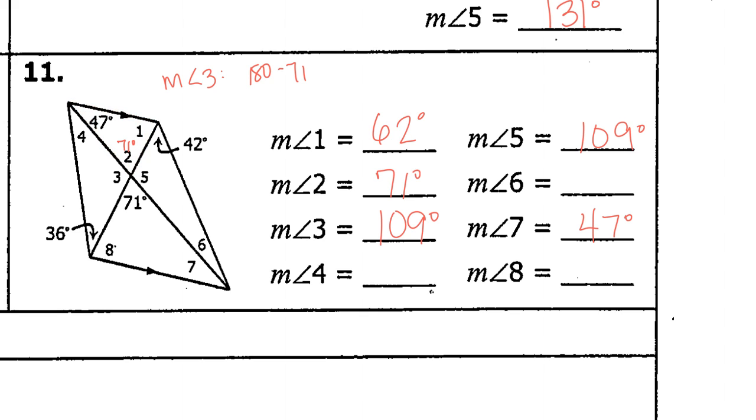I can find angle 6 the same way. So just add 109 plus 42, and subtract that from 180. We have another Z here with angle 1 and angle 8. We already found angle 1 at 62 degrees, therefore 8 is the same.